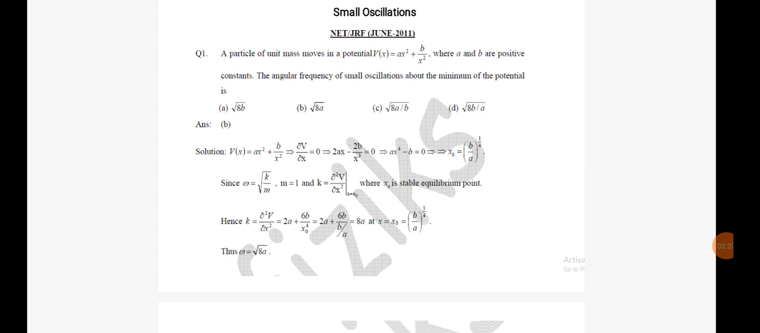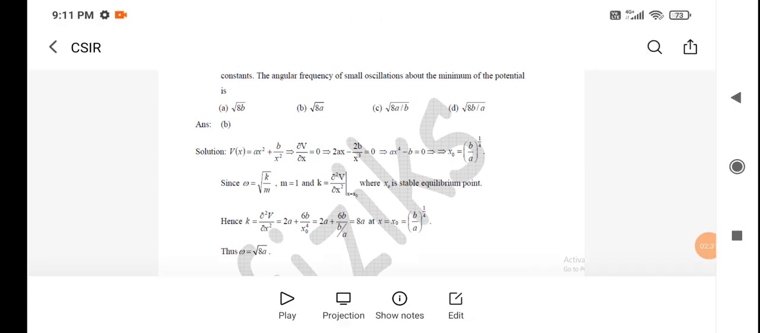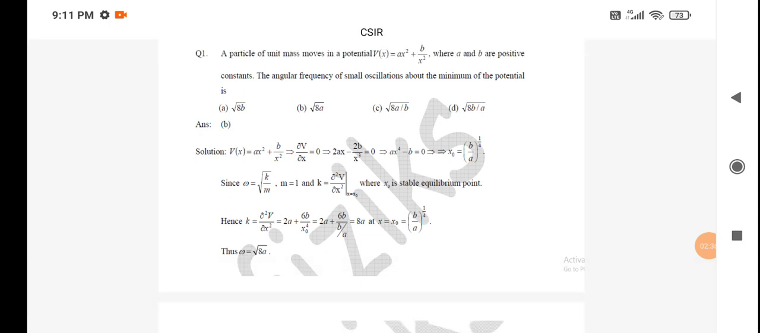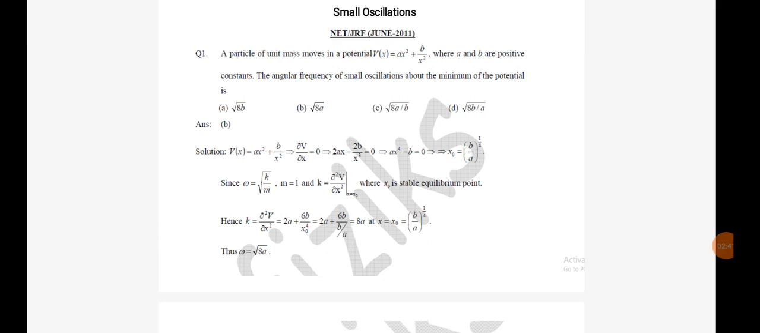At x equivalent to x naught equivalent to b by a the whole power 1 by 4, k is equivalent to 8a. So omega is equivalent to square root of k by m, so square root of 8a by 1, which is equivalent to square root of 8a. This is how we need to find the angular frequency for small oscillations.